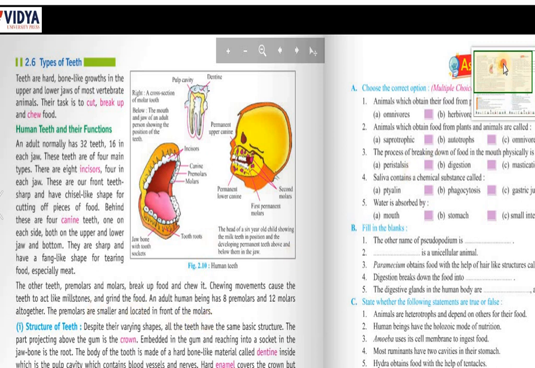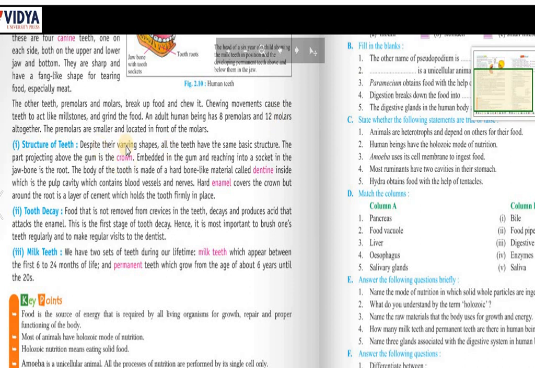Next, structure of teeth. Despite their varying shape, all the teeth have the same basic structure. The part projecting above the gum is called the crown. Embedded in the gum and reaching into a socket in the jawbone is the root. The body of the tooth is made up of hard bone-like material called dentine, inside which is the pulp cavity, which contains blood vessels and nerves. Hard enamel covers the crown, but around the root is a layer of cement which holds the tooth firmly in place.